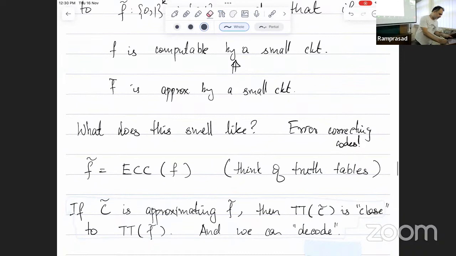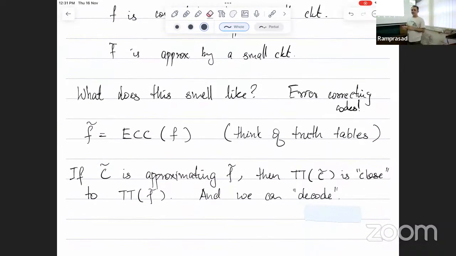What we want is that if someone gave you a circuit C tilde that apparently approximates f tilde, then thinking of C tilde as a truth table and f tilde as a truth table, they agree on some delta fraction of the places. Hopefully you can then decode from that to get the actual message, which in this case was f. So basically that's what we are going to do.